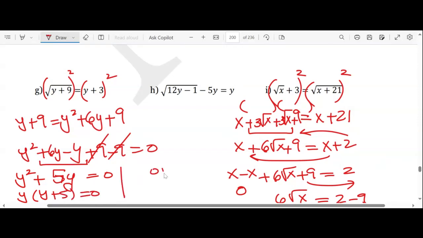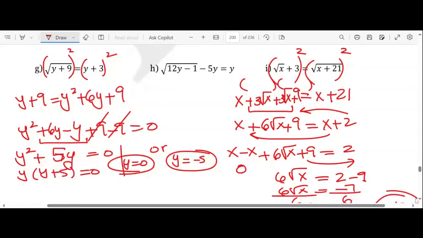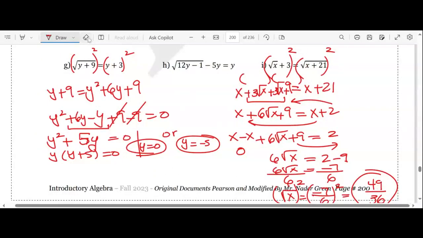So you have two solutions. Either y equals 0 or y equals what? Negative 5. Yalla, copy this one because we finished with that section. Yalla, copy that one, please.